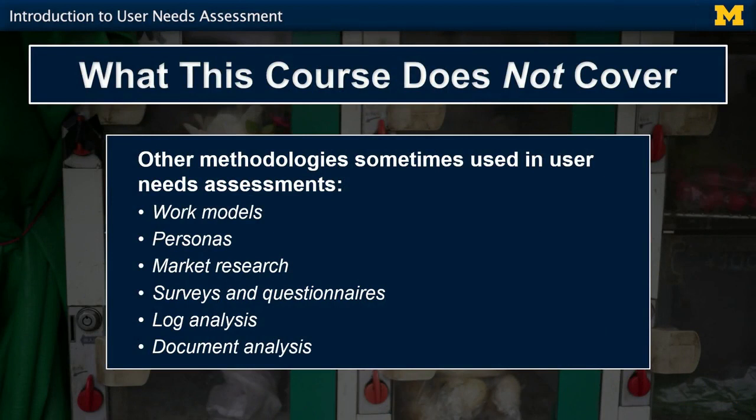In this course, we will, however, not cover certain kinds of techniques that are used by other people in user needs assessments. Within the qualitative research tradition, there are people who use work models, who construct personas of different categories of users, and who might conduct market research with focus groups and so forth. We'll also not use a variety of quantitative research methodologies that are sometimes used in user needs assessments as well, whether they're surveys and questionnaires, analyzing logs of user usage statistics, or document analysis, where you might actually look at specific documents associated with a given product.